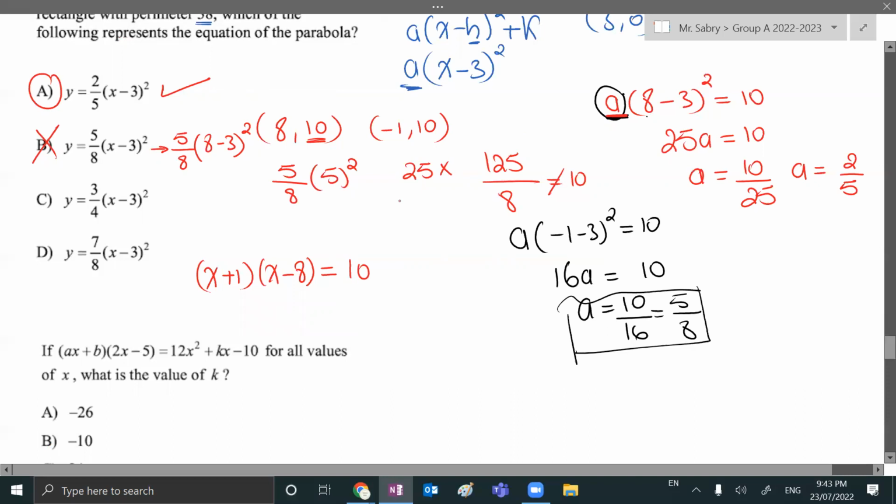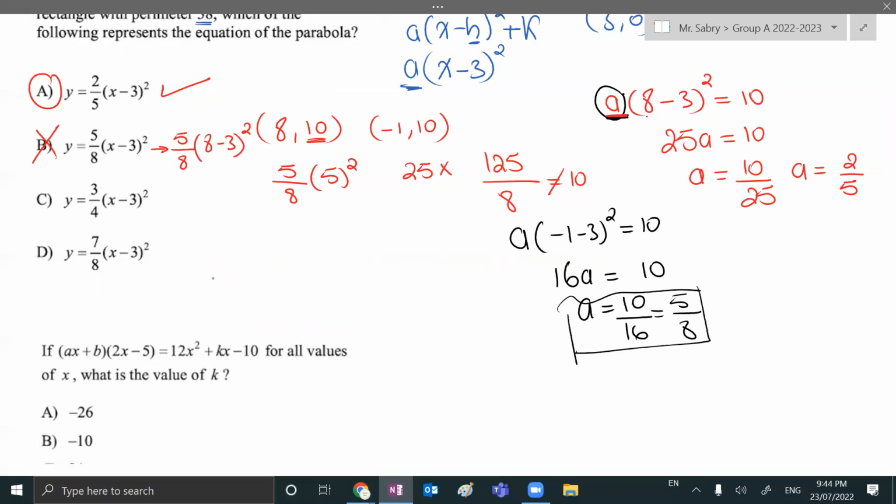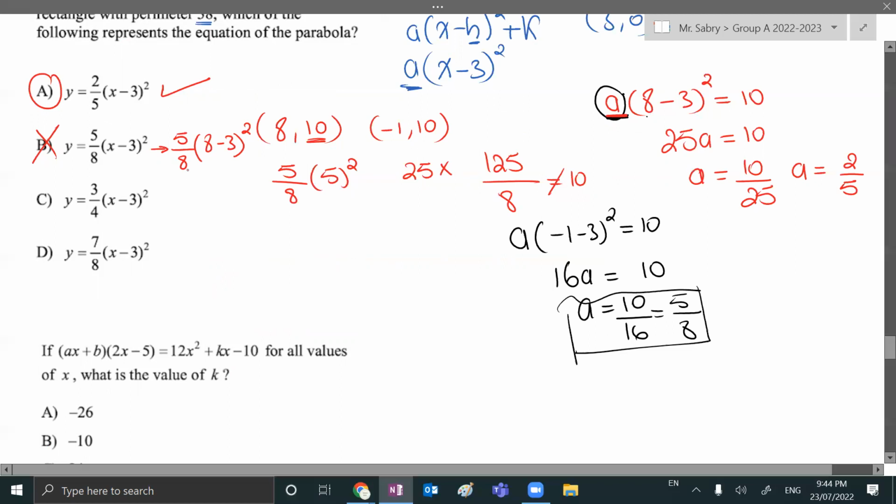That wouldn't be beneficial at all. No, never mind. Sorry, what were you saying, Omar? I'm sorry, the last part. I'm saying put in 8 and it gives you 10, but when you put in negative 1 it doesn't give 10. So it doesn't work. It worked for one point and the other one did not. It needs to work for both.